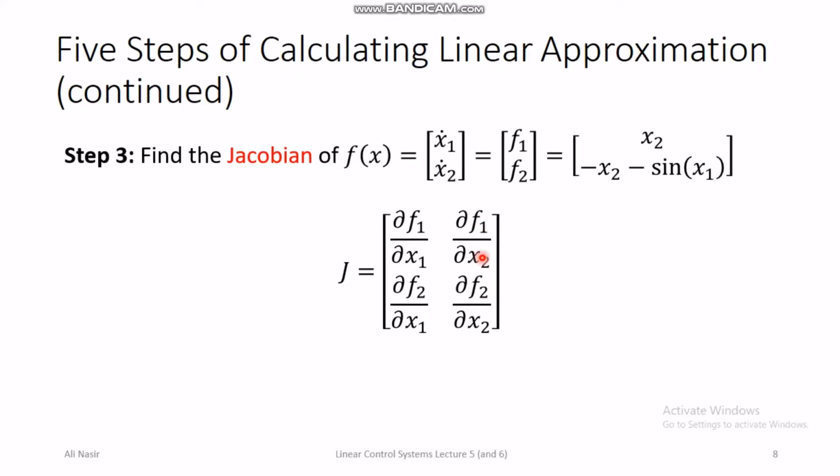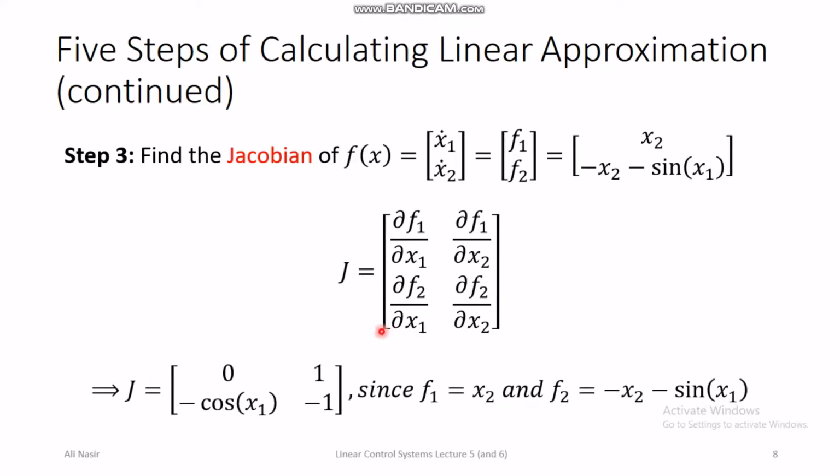So the first row contains the partial derivatives of f1 with respect to all the state variables one by one, and the second row is the partial derivative of the second component of f of x, which is f2, with respect to all the state variables one by one. So this is how you calculate the Jacobian. Even if f has three components and there are three states, then this will be a 3 cross 3 matrix, where the first row will be partial f1 with respect to x1, x2 and x3. The second row would be partial f2 by partial x1, partial f2 by partial x2, partial f2 by partial x3, and the third row would be partial f3 by partial x1, partial f3 by partial x2, partial f3 by partial x3.